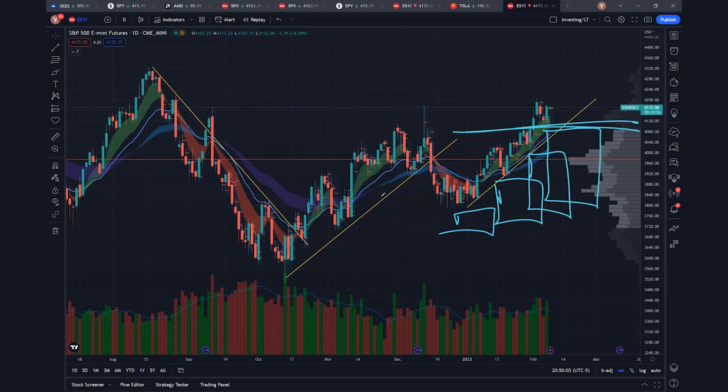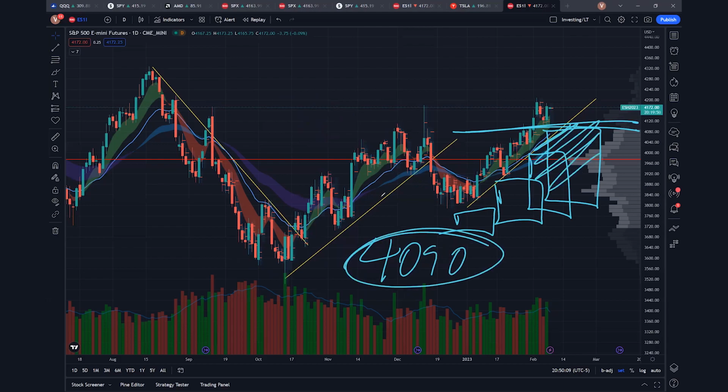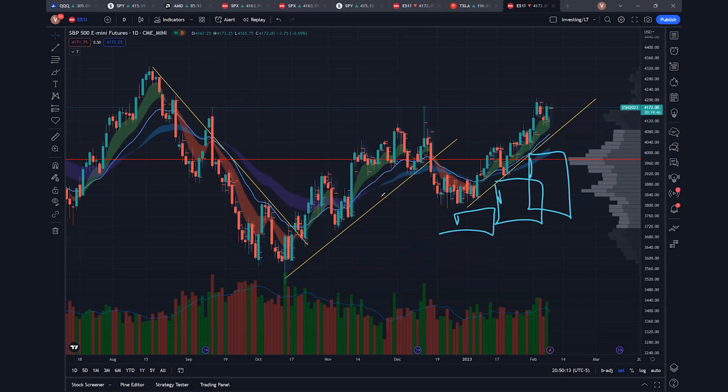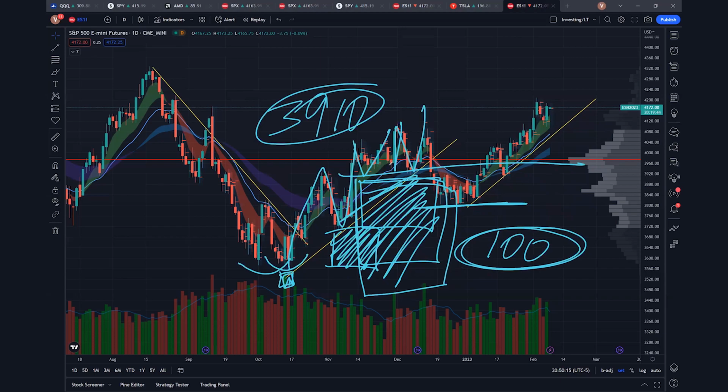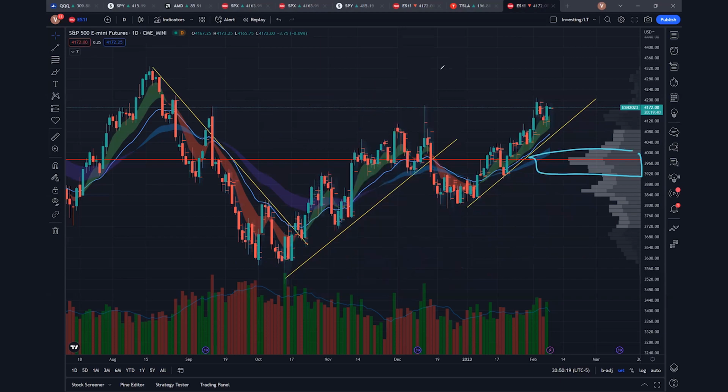So once we start breaking back under 40.90, a lot of these stops are going to get eaten up, and we're going to move into distribution blocks that are to the downside realistically. So this distribution block awaits us, right? We have another distribution block here, so on and so forth.